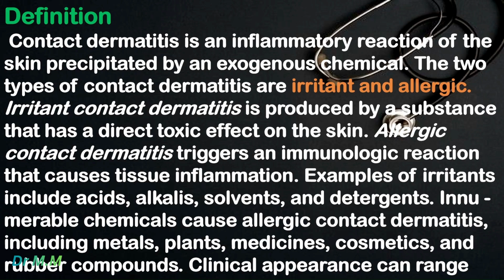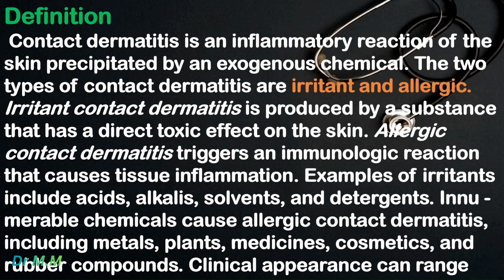Irritant contact dermatitis is produced by a substance that has a direct toxic effect on the skin. Allergic contact dermatitis triggers an immunologic reaction that causes tissue inflammation. Examples of irritants include acids, alkalis, solvents, and detergents. Innumerable chemicals cause allergic contact dermatitis, including metals, plants, medicines, cosmetics, and rubber compounds.